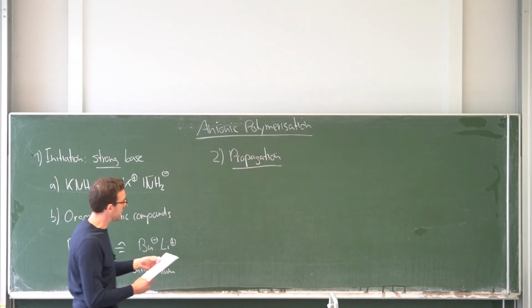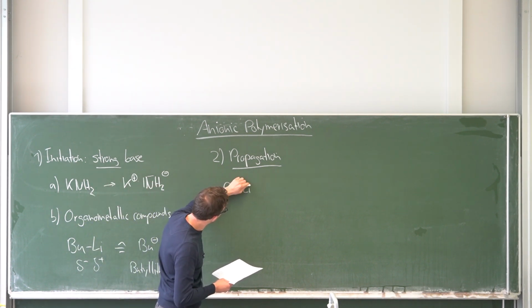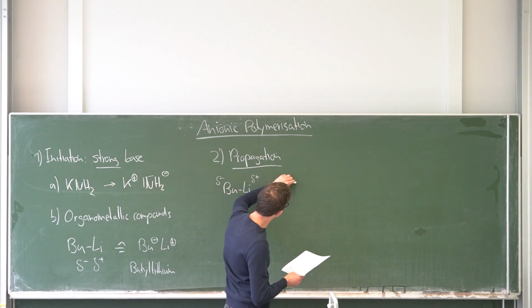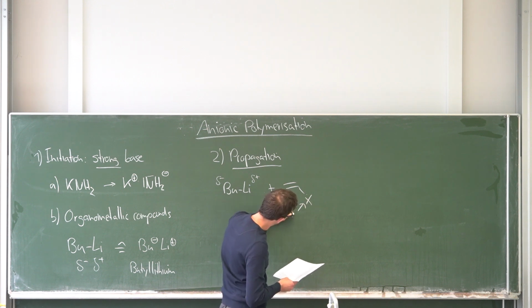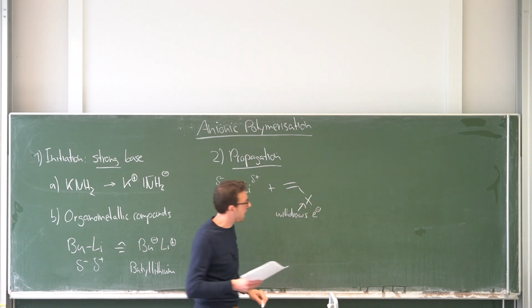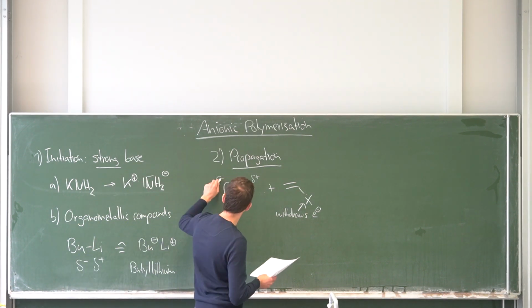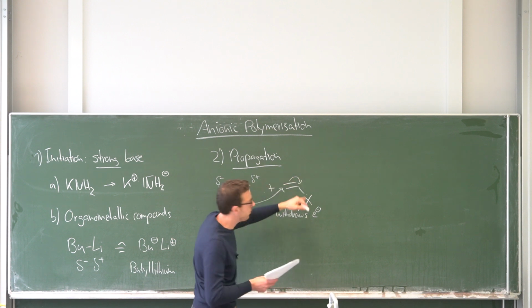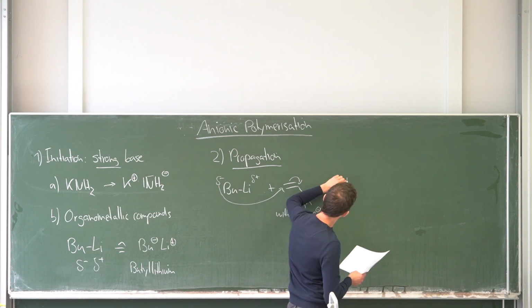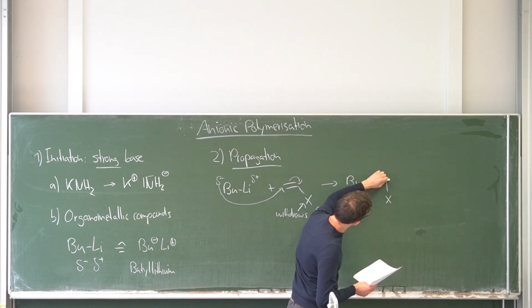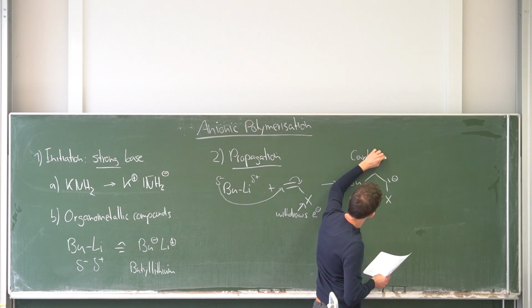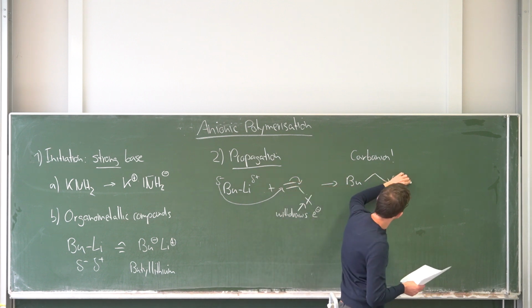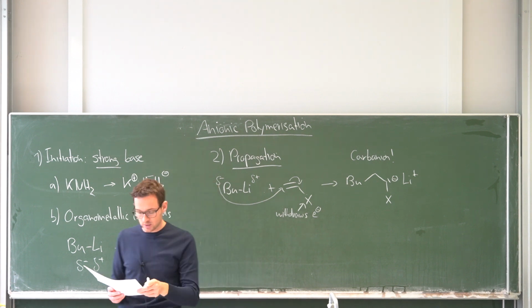So in our propagation reaction, we let this butyl lithium, that is negatively charged, more positively charged here, react with a monomer, and this X again is electron withdrawing. So now the negative charge here will attack the double bond, the double bond will flip open and form this carbanion. And then we create butyl, our active species, which is the carbanion. And of course, we should not forget our lithium, which is positively charged and kind of sticks around.